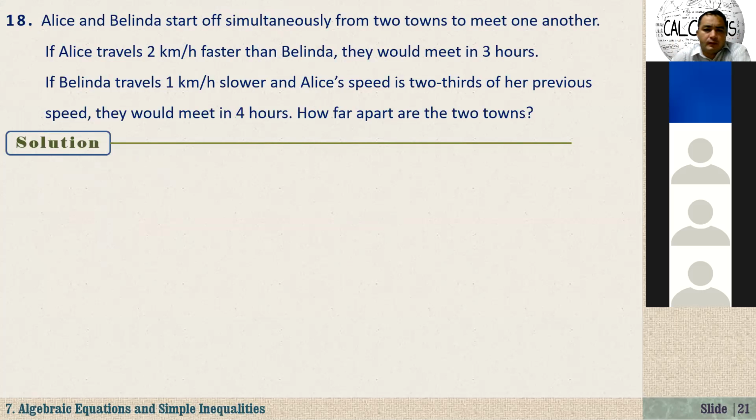Alice and Belinda start off simultaneously from two towns to meet one another. If Alice travels 2 kilometers an hour faster than Belinda, they would meet in 3 hours. If Belinda travels 1 kilometer an hour slower and Alice's speed is 2/3 of her previous speed, they would meet in 4 hours. How far apart are two towns?